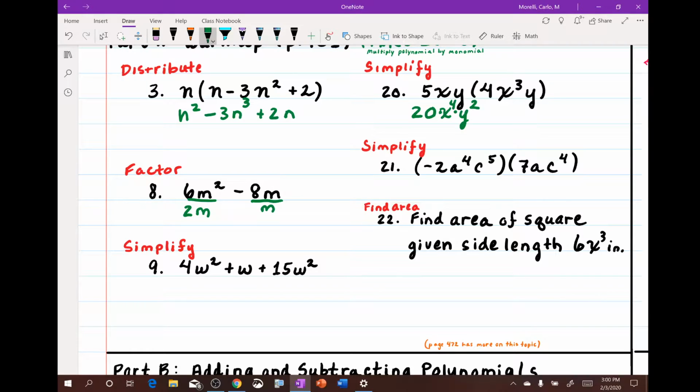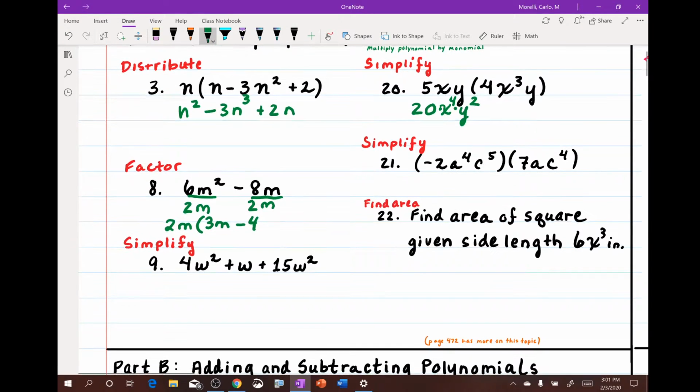Okay? Feels like Wheel of Fortune. So I can pull 2m out of each term. On the outside I write 2m, open parentheses, and then 6 divided by 2 is 3. M squared divided by m is m, minus 8 divided by 2 is 4. M divided by m is 1, so I don't write anything. There. So that's the simplified form, or factored form.